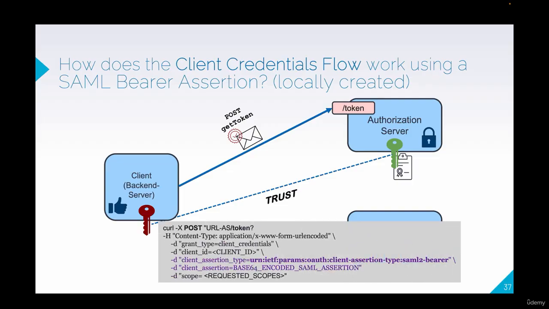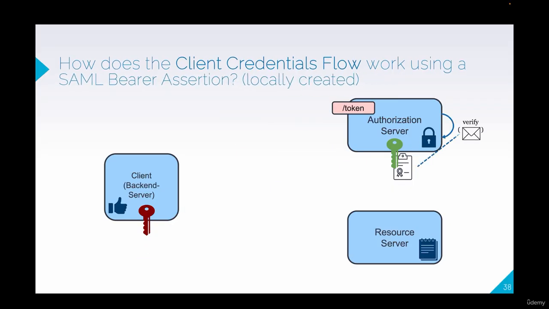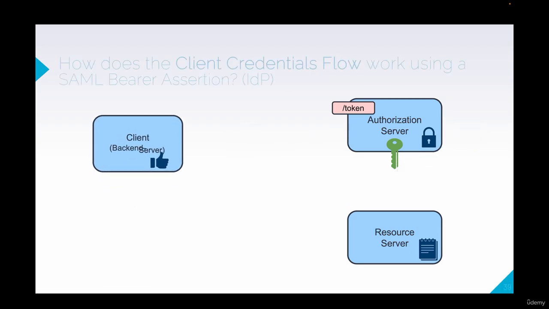The curl command for this process is similar to the one used in the standard client credentials flow, but instead of including the client secret, the base64 encoded signed SAML assertion is provided in the client assertion parameter. An additional client assertion type parameter is used to specify the SAML bearer assertion method. The authorization server verifies the SAML assertion. If everything is valid, it issues an access token and returns it to the client.